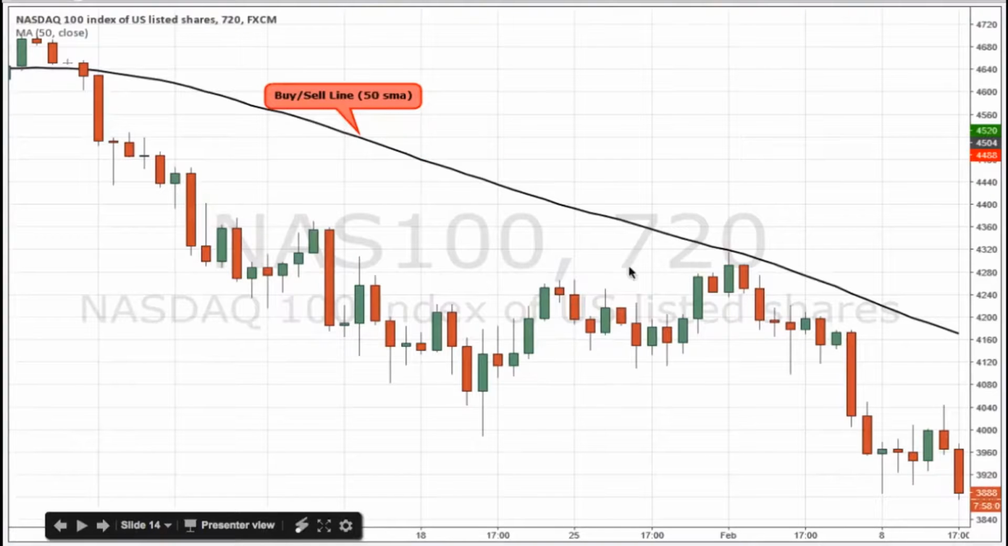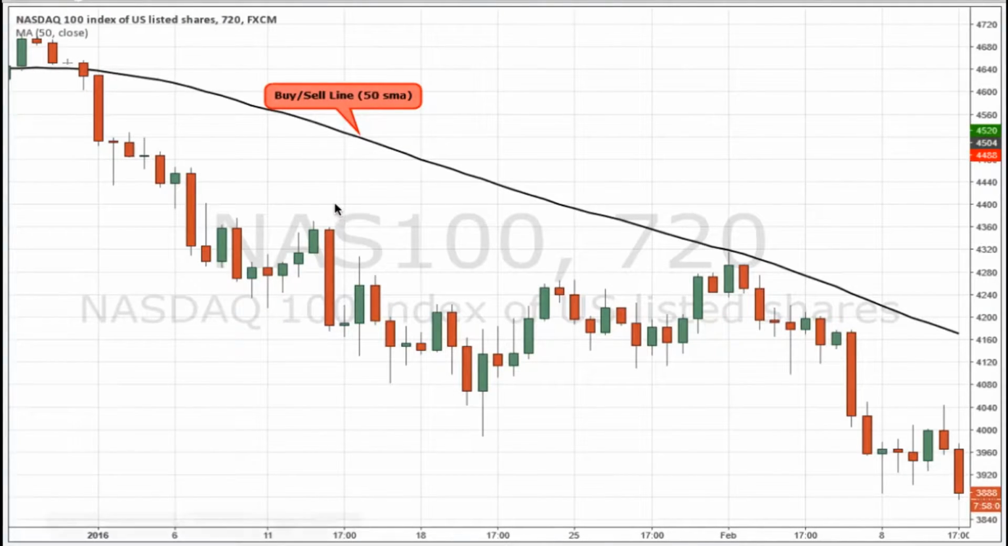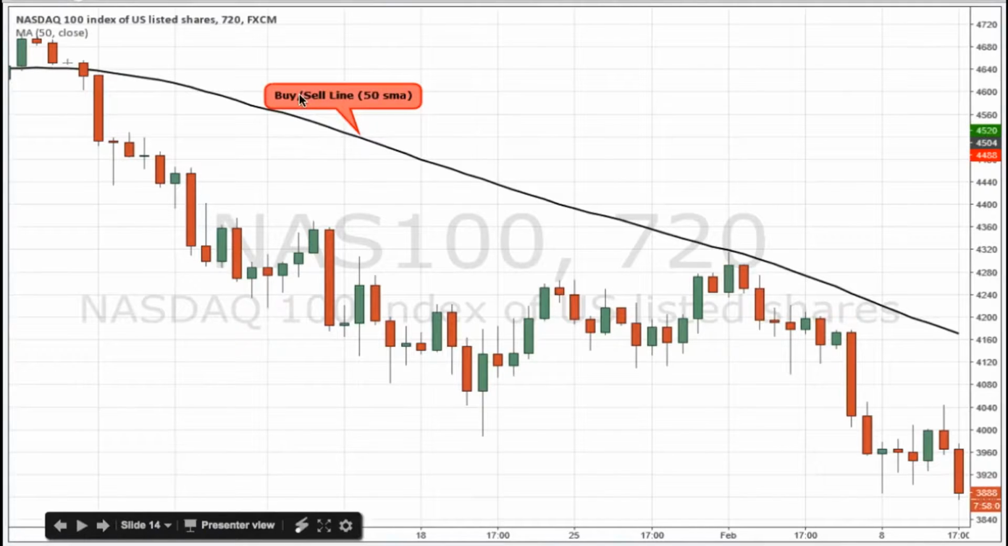This is a 12-hour chart of the Nasdaq 500. This is the stock market that looks at the top tech companies.